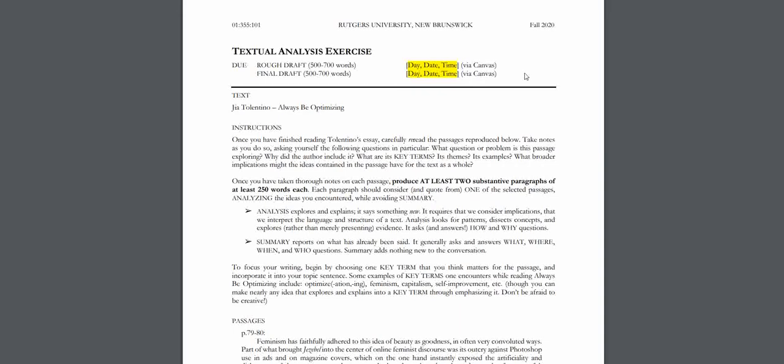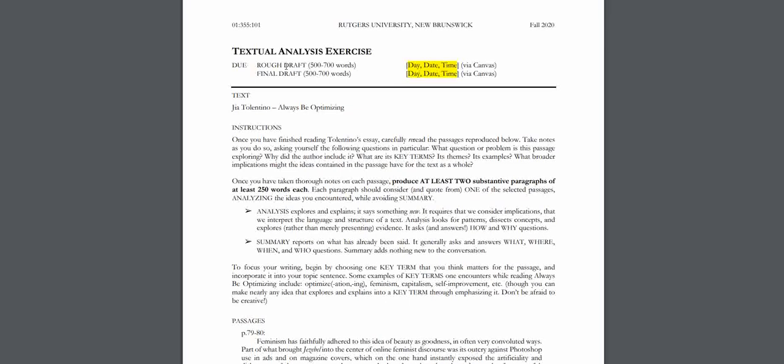The other thing I wanted to do is go over the textual analysis exercise with you. So that's your first big-ish thing that you have to do, right? First writing assignment. The rough draft is due Tuesday. Okay, that information is on the Canvas site.